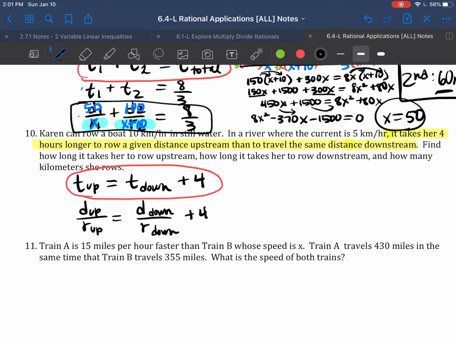plus 4. Okay, and of course it's going to take longer to row upstream because when you're rowing upstream, you're going against the current. So it's harder, okay? It's much harder to row upstream than downstream when you're going with the current, okay? And so now it says we're rowing the same distance, and so we don't know what that distance is. Okay, we just know it's going to be the same. And so instead of specifying D up versus D down, we can use X for that. Okay, so it's going to be the same in both. Not plus, sorry.